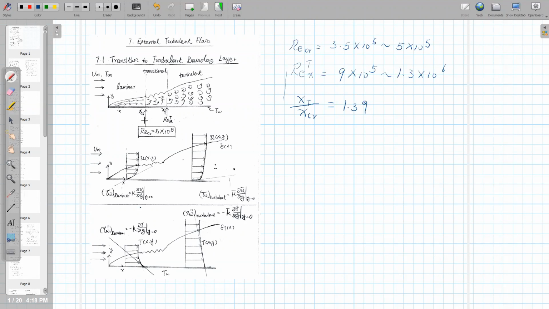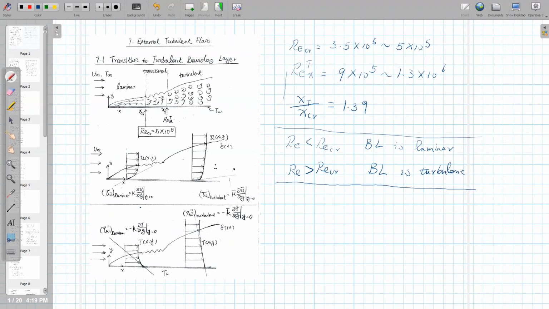In that case, you can just use the critical value, Re critical equal to 5 times 10 to the power 5. If that is the case, if the Reynolds number is smaller than Re critical, the boundary layer is laminar. Or if the Reynolds number is larger than Re critical, the boundary layer is turbulent. Okay, so this answers our first question: by what condition the flow over a flat plate will be laminar or turbulent.